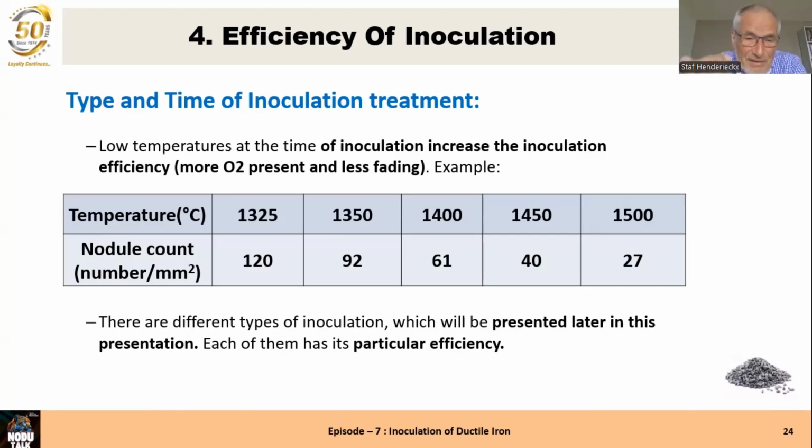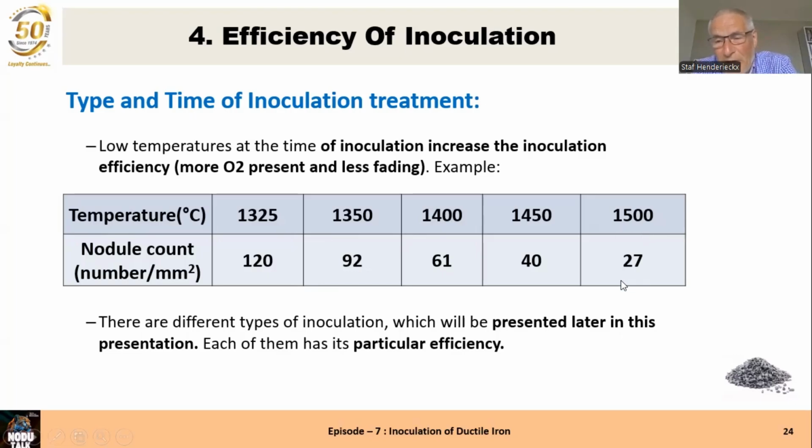tests I did, same furnace, and we did the inoculation at different temperatures, and you can see at 1325, which is a low temperature, I am sure, and only available for large castings, you have a nodule count of 120 in that test. Says nothing for the rest. But that goes down. If you go at 1400 degrees C for the inoculation, it's only half. And if you go at 1500, yeah, it's nearly nothing.